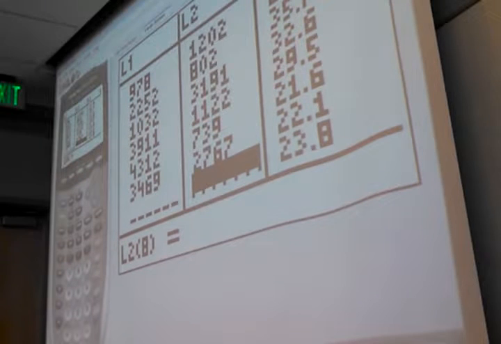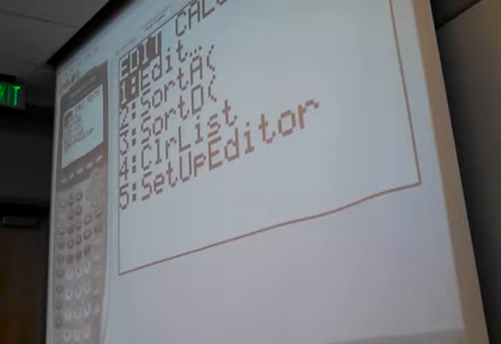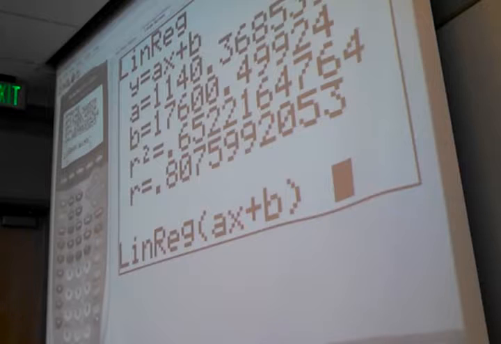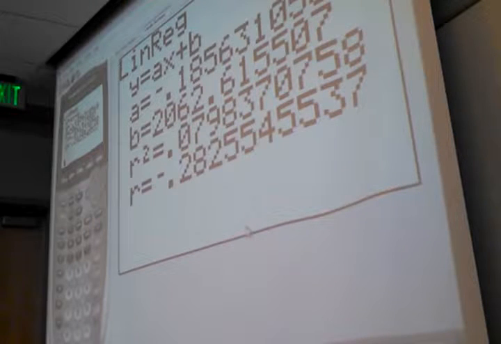So I can put all the data in list 1, list 2. Go to stat. Where do you go to get the line? Yeah, calc, and the one with the line equation in. You got all like that? Let's see if we all get that. Oh, that's easy.